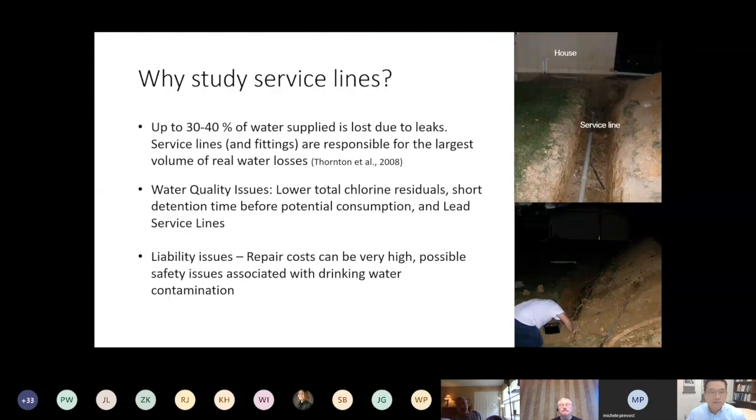Why study service lines? It is known that up to 30 to 40% of the water is lost due to leaks, and service lines are known to be the weakest spot and responsible for the largest volume of real water losses. There are significant water quality issues, including lower total chlorine residuals, short detention time before potential consumption, and lead service lines as well. There are also liability issues because service lines are the property of homeowners or building owners.